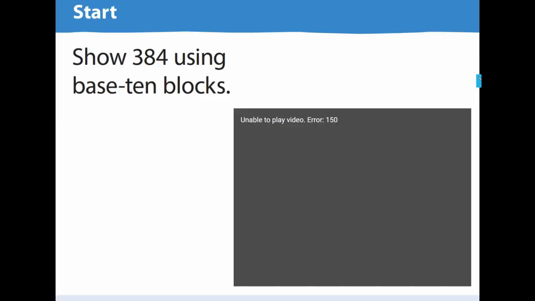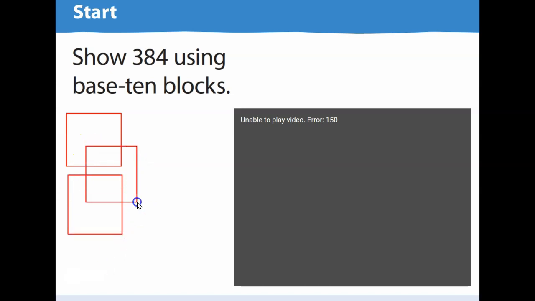Okay, it says show 384 using base 10 blocks. So remember the blocks on the board. If I have this, it is how much? 100, perfect. If it's 380, how many am I going to need? 3. So then I'll make another one. I'll just put like that, 3. Okay, and then 84. How many tens am I going to need? 80 of them or just 8? 8, because each one of those is how much? 10.